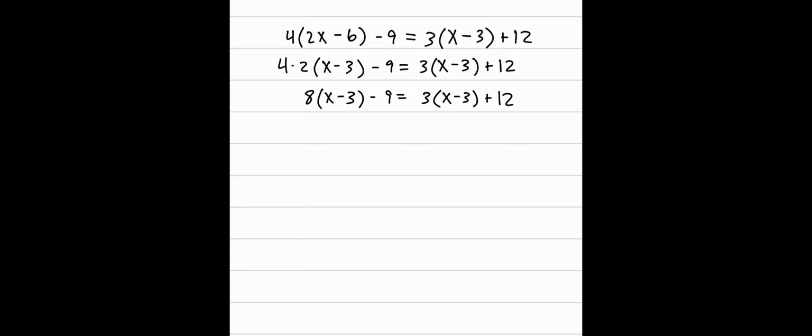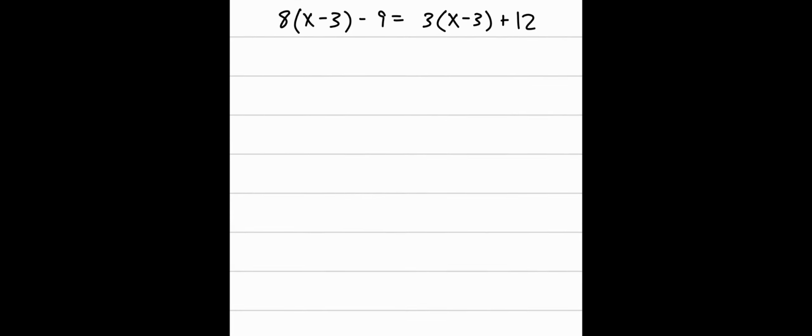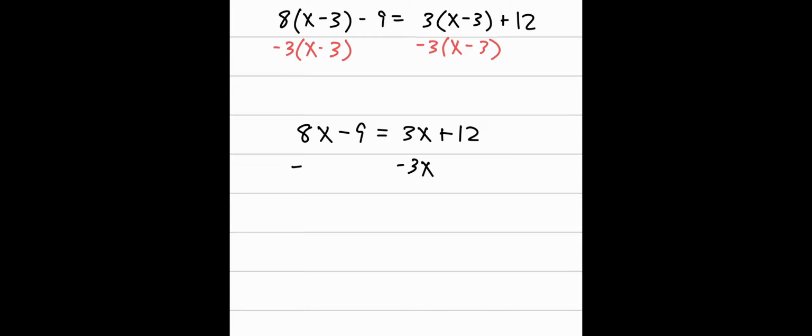Now, just like before when I would move all of my x terms to one side, I'm going to move all of my x minus 3 terms to one side. So I'm going to subtract both sides by 3 times x minus 3. Imagine if this was 3x and I subtracted both sides by 3x. Let me rewrite it like this: 8x minus 9 equals 3x plus 12. Just like how I would subtract both sides by 3x, I would get, on the left side, 5x minus 9 equals 12, right?